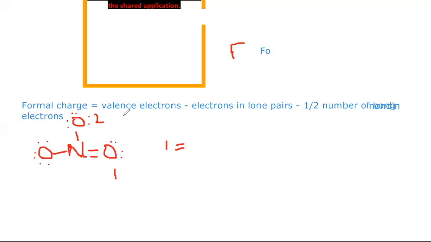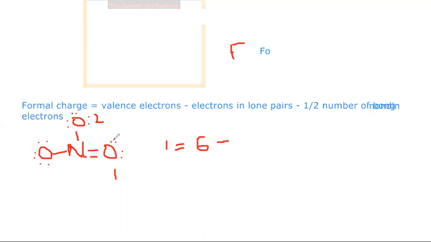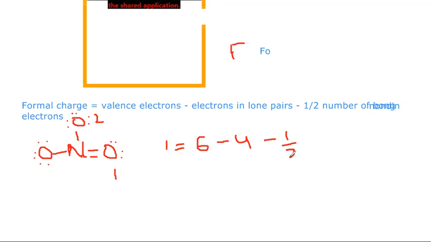So it is easier to calculate how many valence electrons are there in oxygen. Of course, there are six valence electrons, because oxygen is placed in group six. Then electrons in lone pairs. Lone pair means which are not bonded, and there are four electrons over here: 1, 2, 3, 4. Minus half the number of bonding electrons.